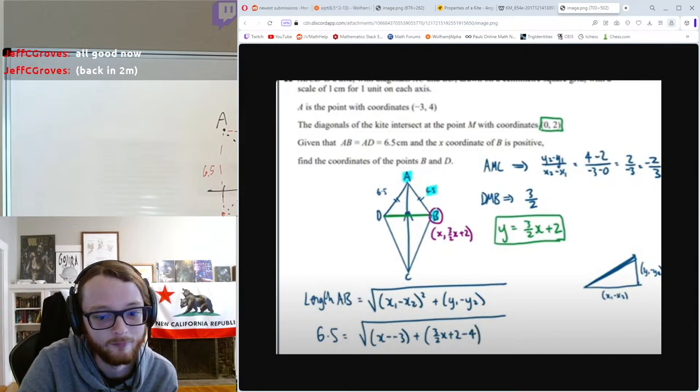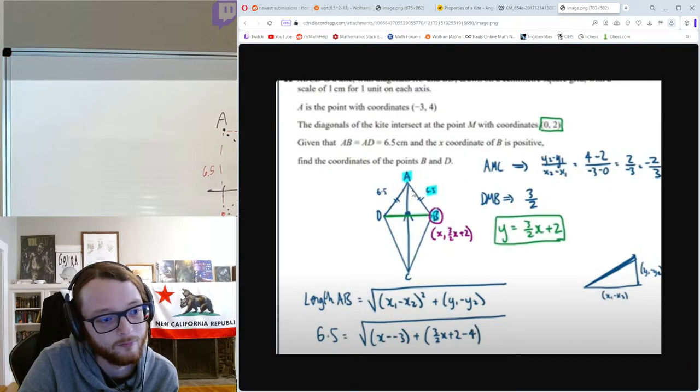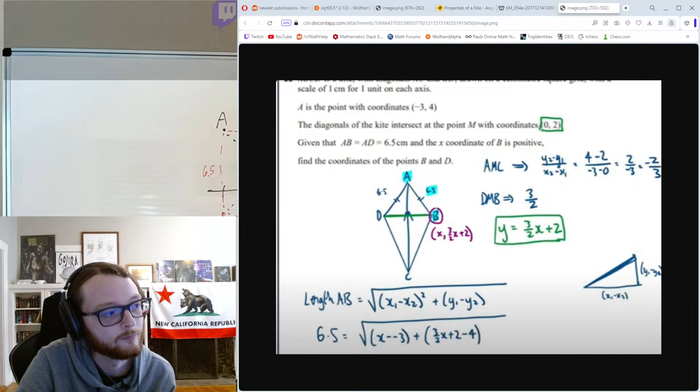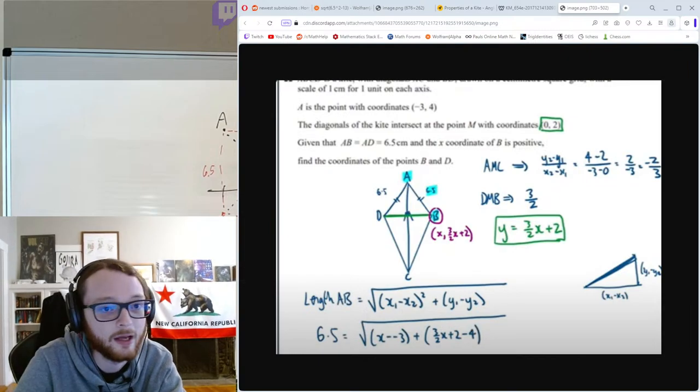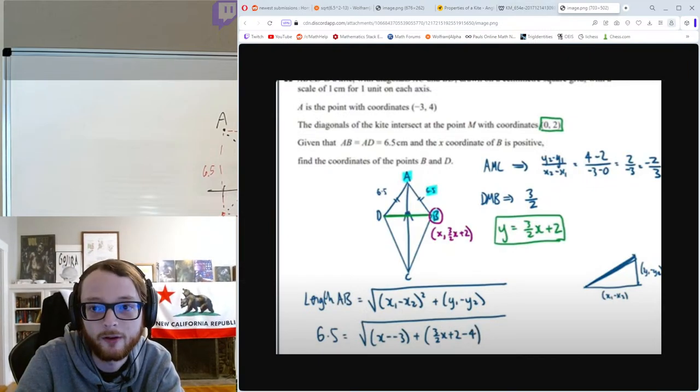But yeah, you set up the equation of the line that B must be on, and you know what the length between A and B is. Say x is plus or minus 3. Okay. So yeah, I don't have a better way to do it than this way.